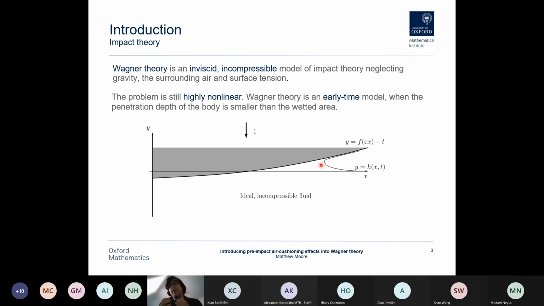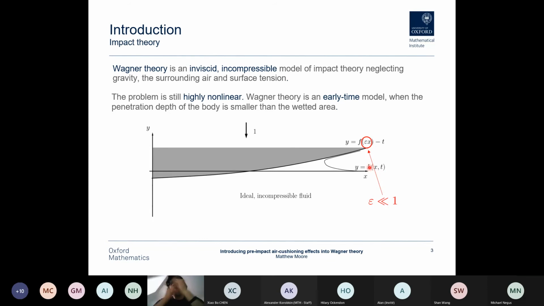So the early time ideas are basically thinking that at the early stages of the impact, it won't have penetrated too far into the sea. So this distance here is going to be quite small compared to how much of the seaplane itself is quite wet. So you get an aspect ratio here, which is quite small. You can think about it as an aspect ratio, but it's also an early time parameter. So in the language of matched asymptotics, you break down the problem by thinking about epsilon being small and thinking about different regions where different dynamics are important.